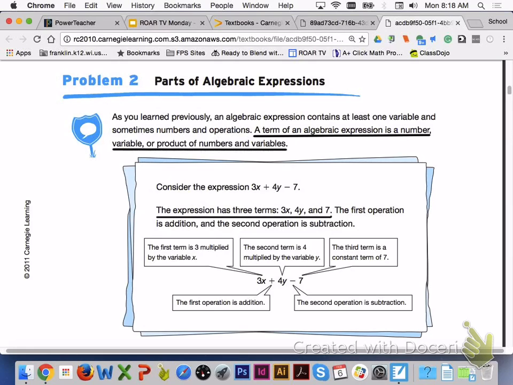Consider the expression 3x plus 4y minus 7. The expression has 3 terms. The first term is 3 multiplied by the variable x. The second term is 4 multiplied by the variable y, and the third term is a constant term of 7. The first operation is addition, and the second operation is subtraction.